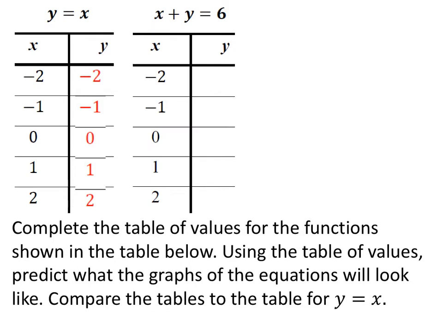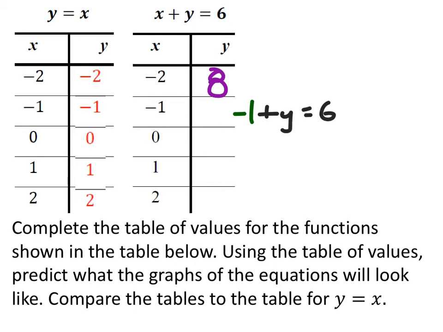All right, so we got x plus y equals 6. So x again is negative 2 for this first one. Negative 2 plus what is 6? Well, that would be 8. Now, it may be helpful to write this as an equation, right? So this next one would be negative 1 plus y equals 6.